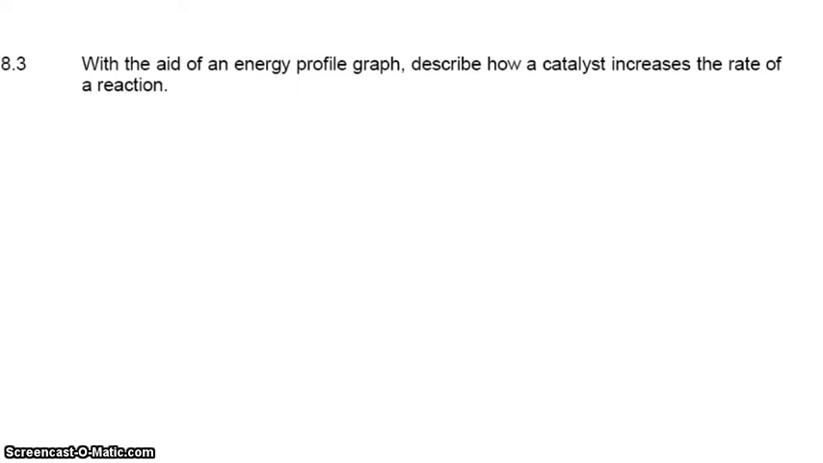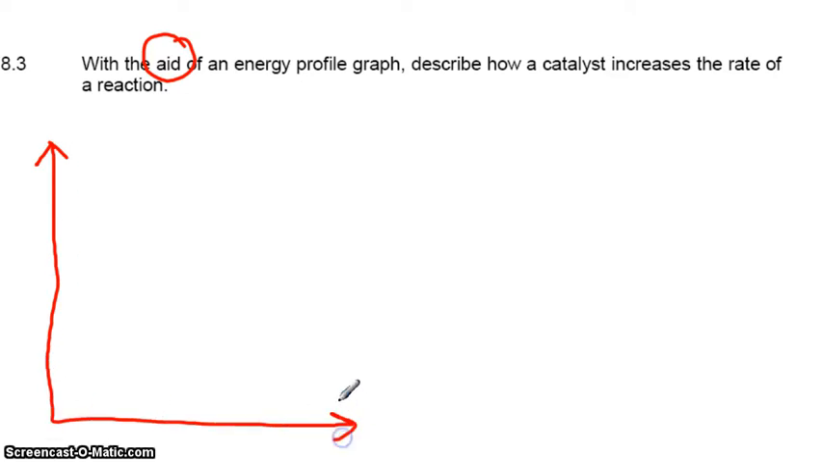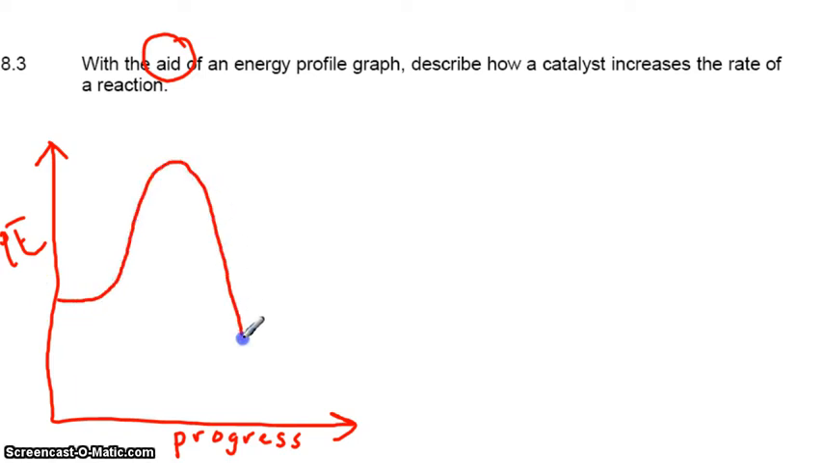Question 8.3 asks you to describe how a catalyst increases the rate of reaction with the aid of an energy level diagram. So that means that you need to draw an energy profile as well as a written answer. Let's start with the energy profile graph. You remember that it's a graph of potential energy against the progress of the reaction, and we're told in the question that it's an exothermic reaction, and so our energy profile needs to show an exothermic reaction with the products at a lower energy than the reactants.